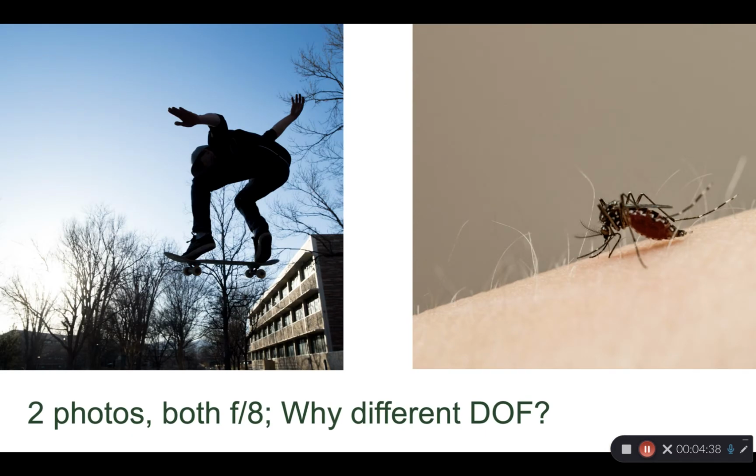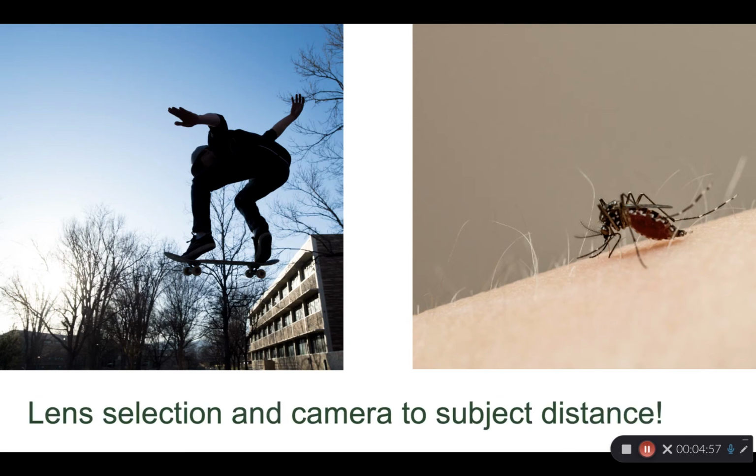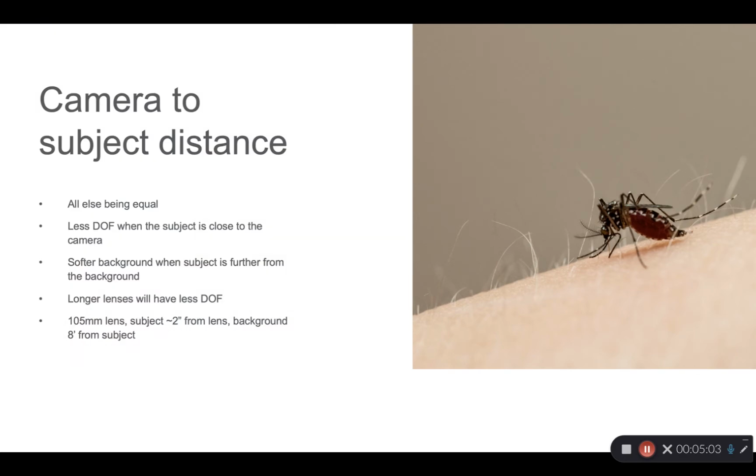Two photos, both taken at f/8. Why do they have different depth of field? Again, on the left, we see lots of focus from the skateboarder, like the mountains are in focus. In the other one, the hairs in front of and behind that mosquito aren't even in focus. Well, it has to do with lens selection and camera to subject distance.